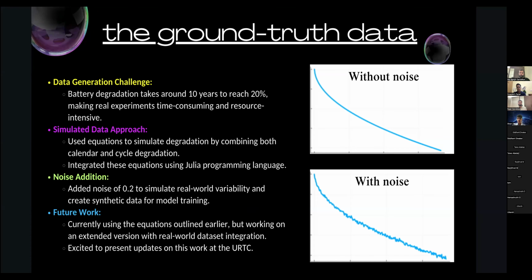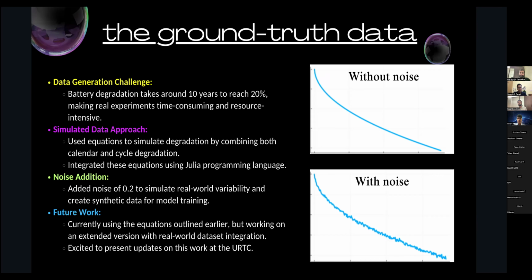Therefore, for this paper, we simulated the values from equations by adding both the calendar and cycle degradation, and then we integrated them using Julia, the programming language. After this, we added noise of 0.25, which is basically adding random values to this data. This is without noise, and it looks like a smooth curve. But once we add noise, it looks a bit bumpy, and random values are added at each point, so that we can generate synthetic data that might resemble real world data.